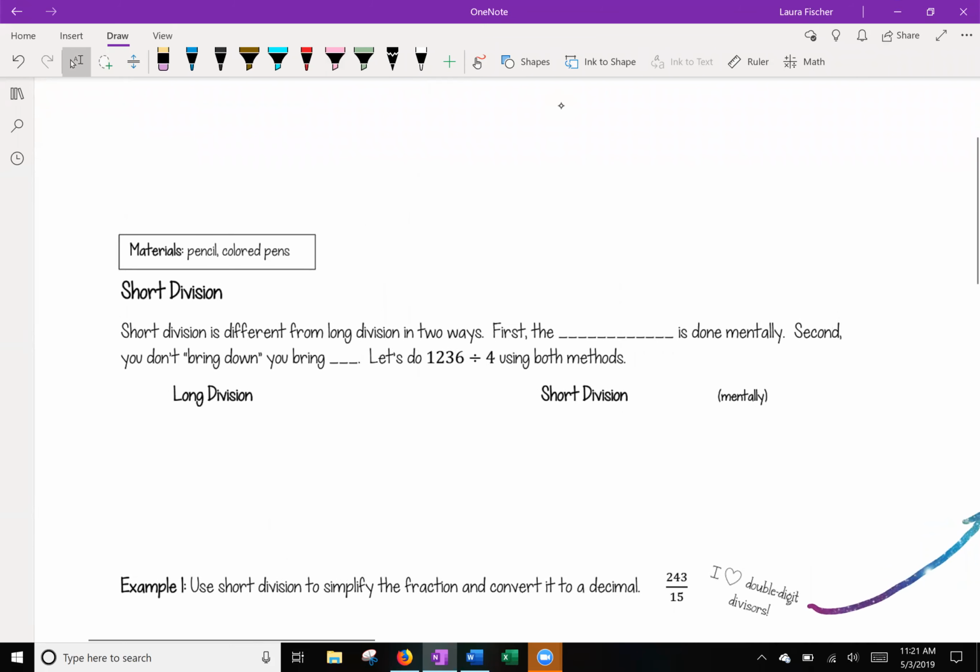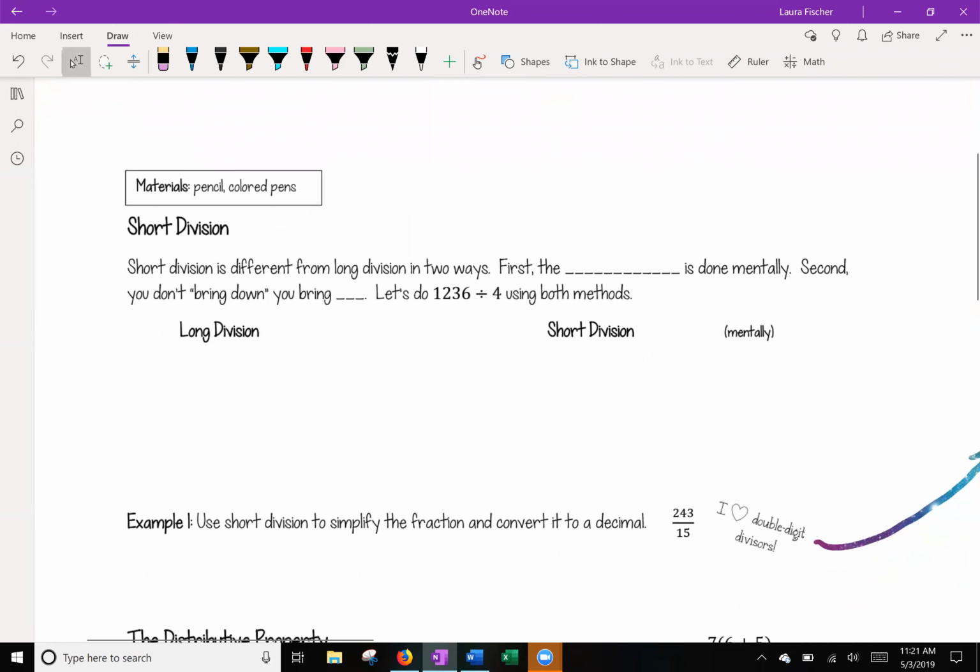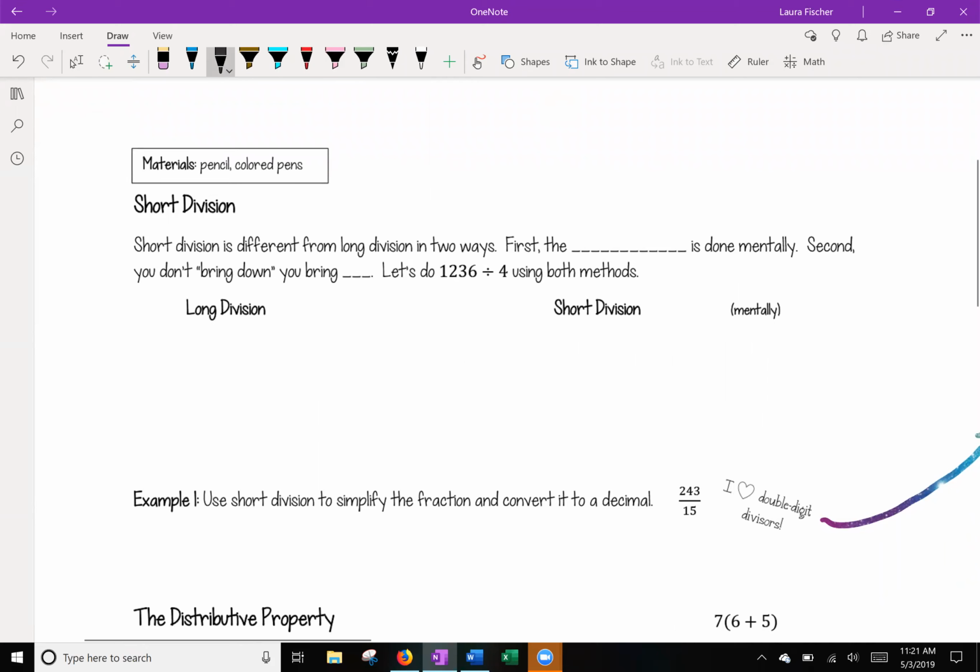So the first thing we're going to look at here is called short division. And short division is different from long division in two ways. The first way that it's different is we do the subtraction mentally. These are the notes that your child would have, and they would be following along with the lesson. So we do the subtraction mentally. And the second thing that's different about short division is that you don't bring down, you bring up. And that's going to make sense in just a few seconds.